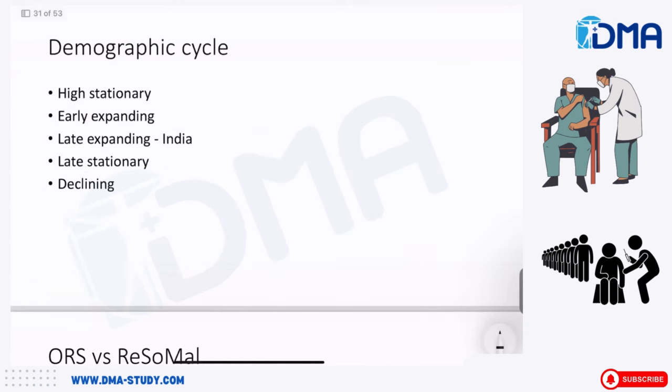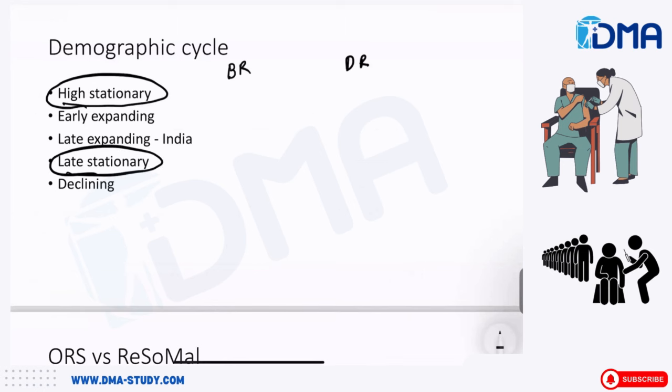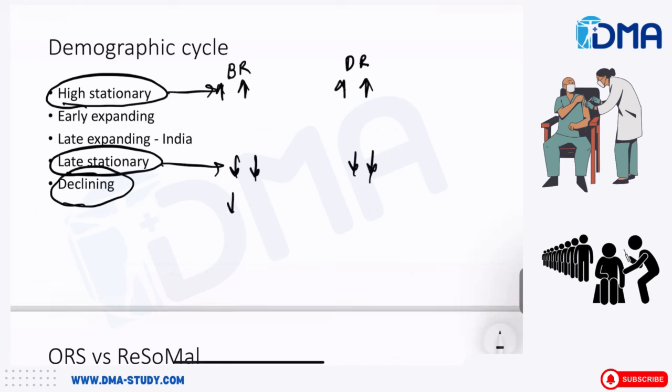Fine. So coming on to the demographic cycle, I want you to remember birth rates and death rates. In high stationary and low stationary: in high stationary, the birth rate is very high and the death rate is very high. In low stationary, the birth rate is very low and the death rate is very low. So you're not going to get questions on this. In declining, the birth rate is very much lower compared to the death rate. What is declining here? The population is declining.